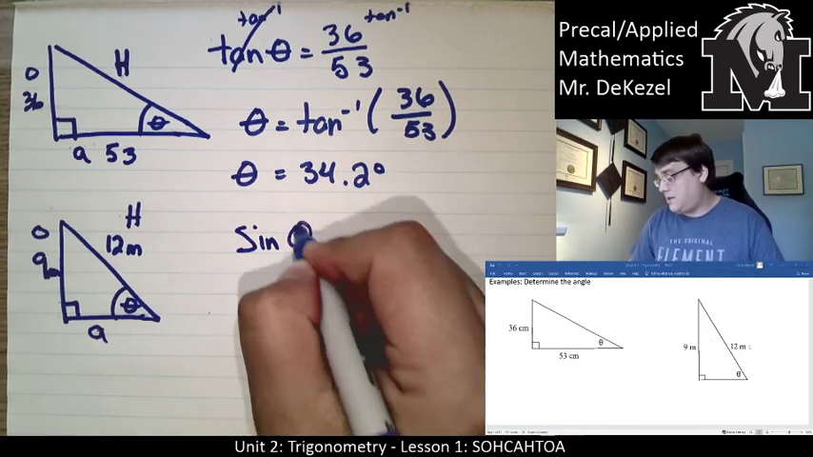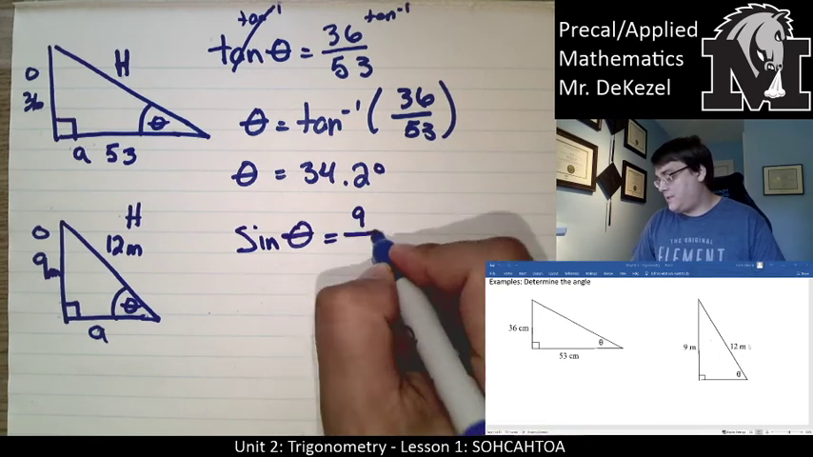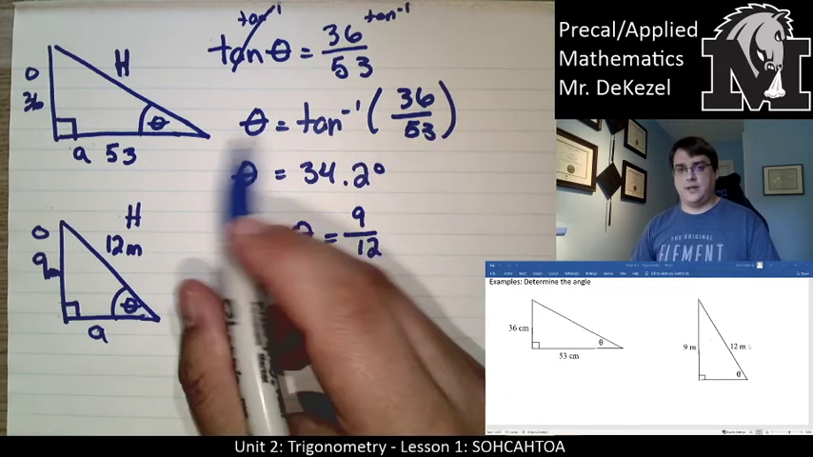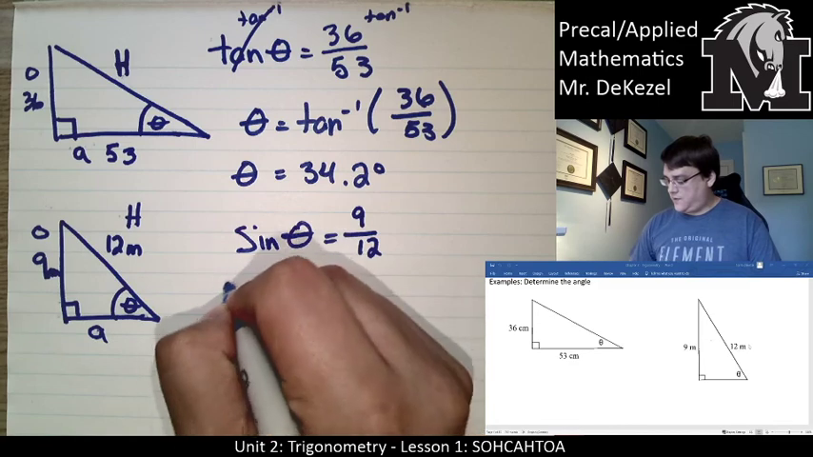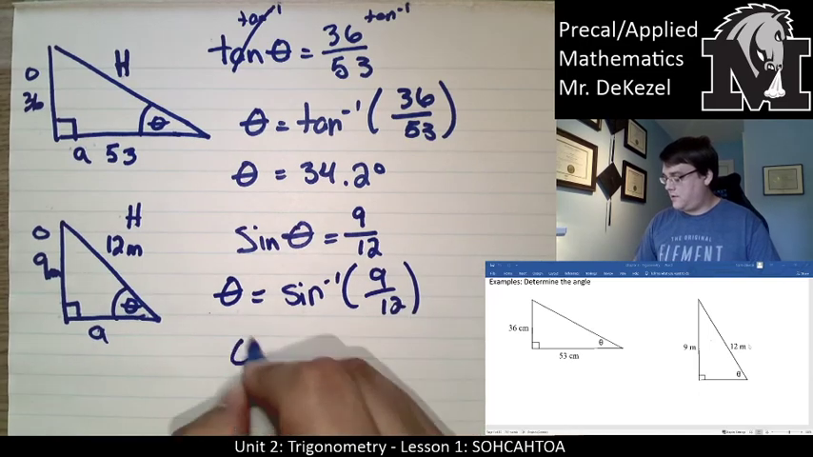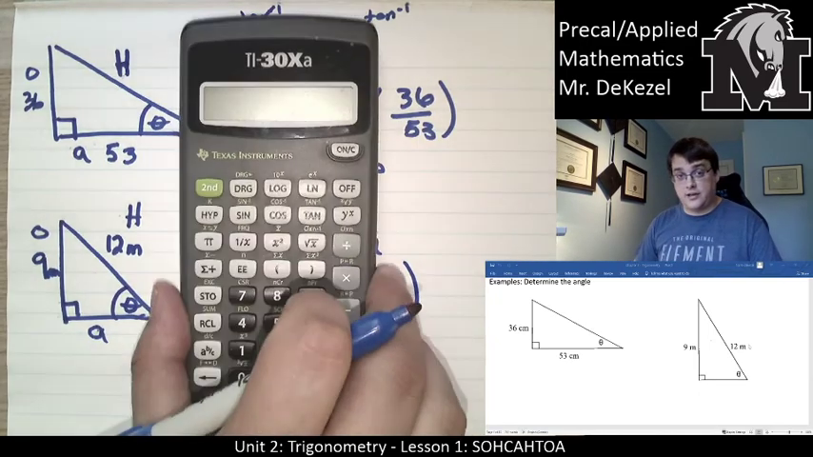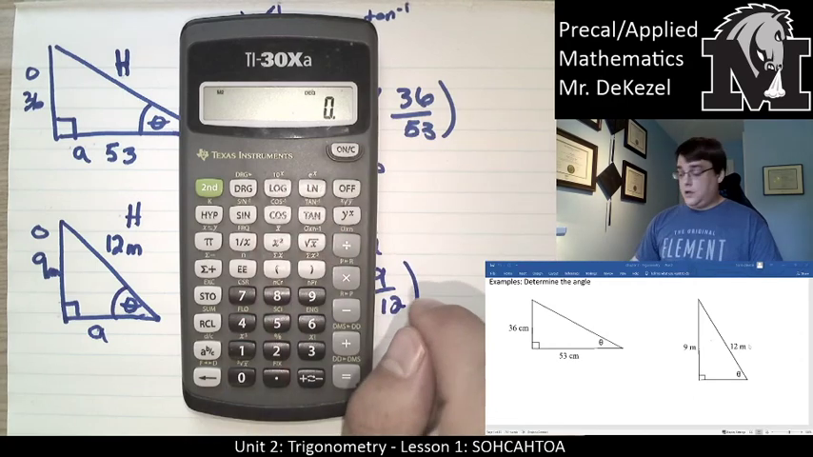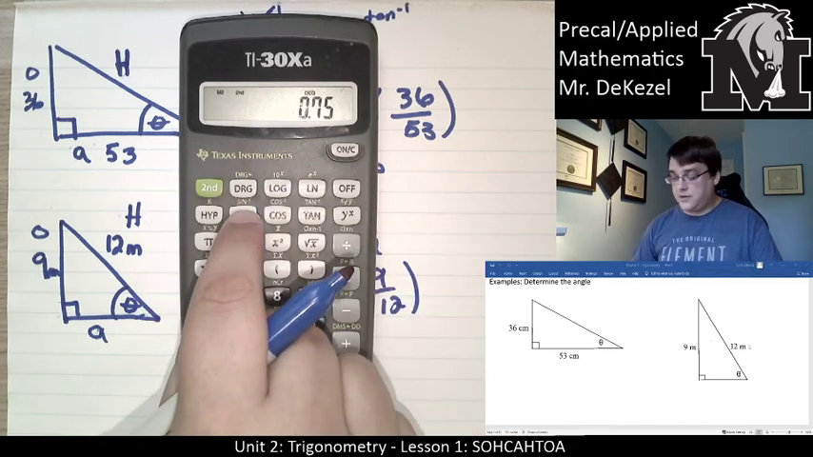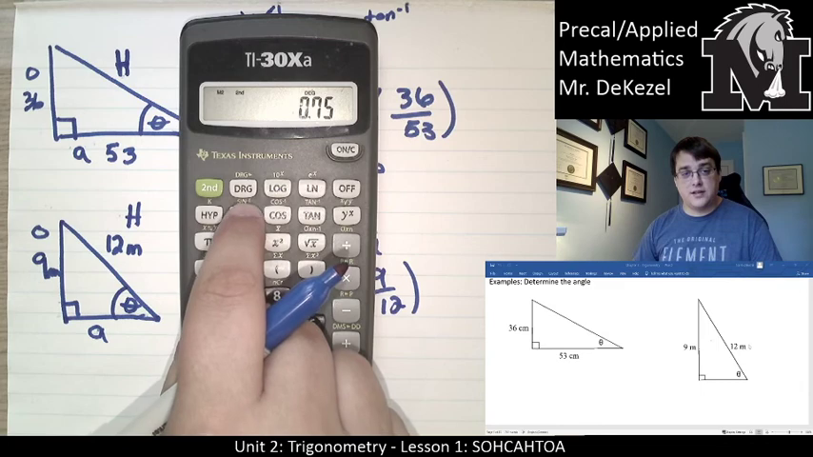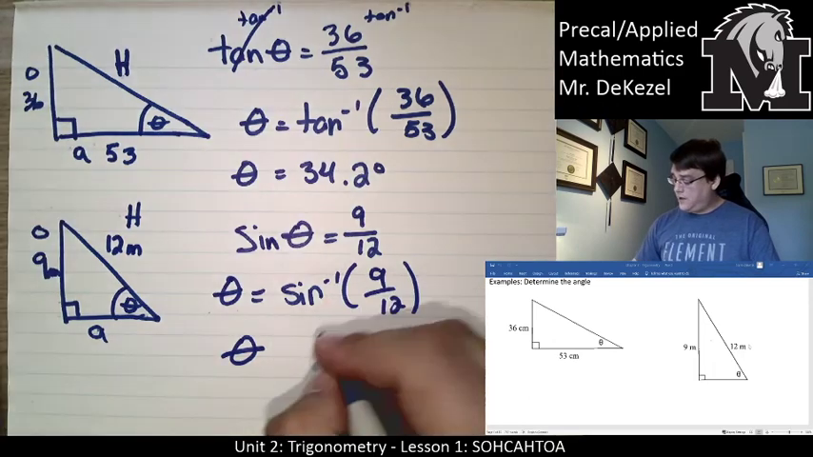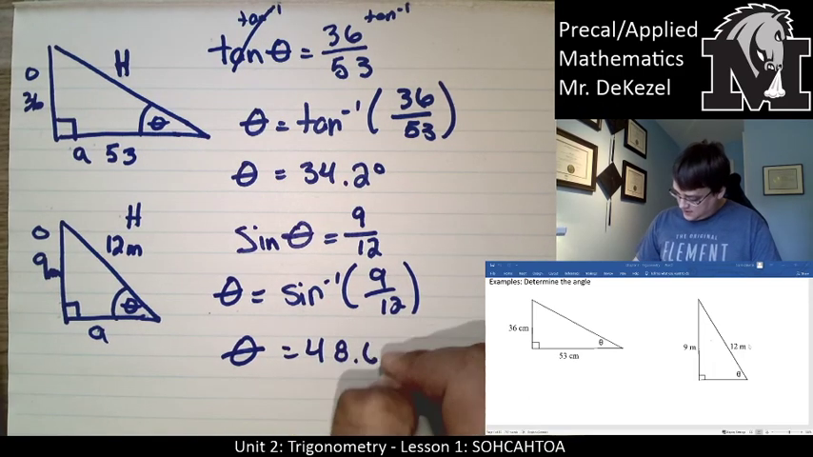So sine theta is equal to 9 for opposite over 12 for hypotenuse. Now, we can do the same thing that we did for tan. It's a sine inverse, so we're left with theta is equal to the sine inverse of 9 divided by 12. I'll show you again how to punch that into my calculator. So we have 9 divided by 12 equals. Then we're going to inverse sine. You can see there's sine and then there's a little 1 up there on the second function. That's what we do. We get 48.6 degrees.